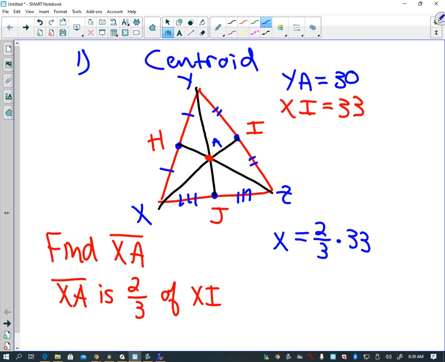What's 33 times 2/3? 33 times 2 is 66, right? What's 66 divided by 3? Going to be 22. So XA should equal 22. Hold on. I want to make sure. Yeah, because 1/3 of 33 would be 11, right? So 22 plus 11 would be 33. I'd get my whole length that way. Does that make sense? Okay.